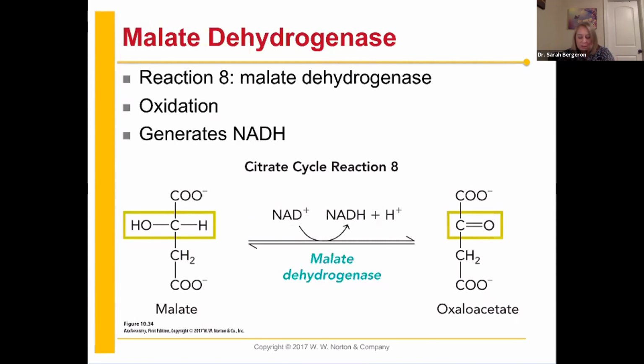So the hydrogens that we lose, highlight them, are here and here. And where do they go? One goes to NAD, so we make NADH, and then one becomes a hydrogen ion. And we end up with a carbon double bond to an oxygen. So this is oxidizing our hydroxyl group of malate. It's going to remove the hydrogens, right?